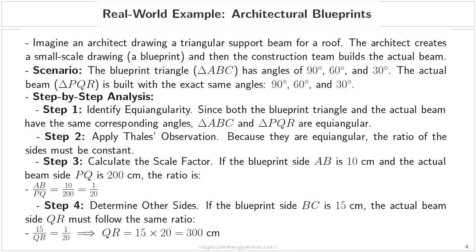To find the ratio, we divide AB by PQ, which gives us 10 over 200. When we simplify that fraction, we get a ratio of 1 over 20. This tells us the actual beam is 20 times larger than the blueprint.